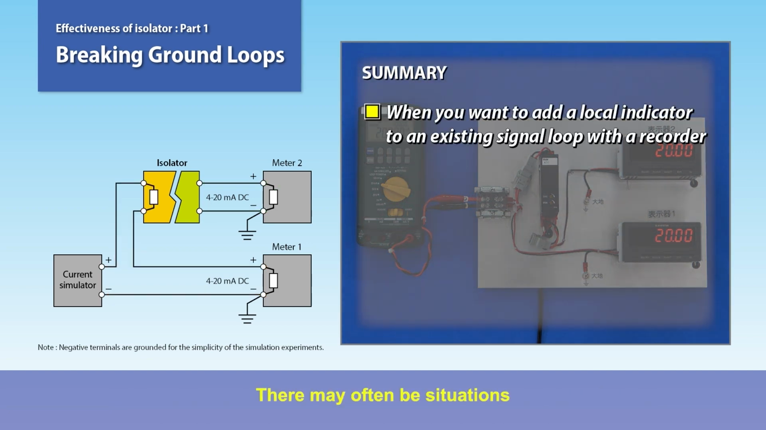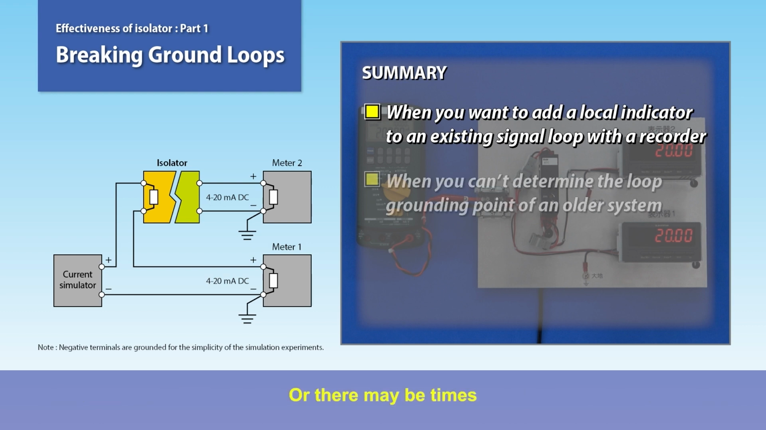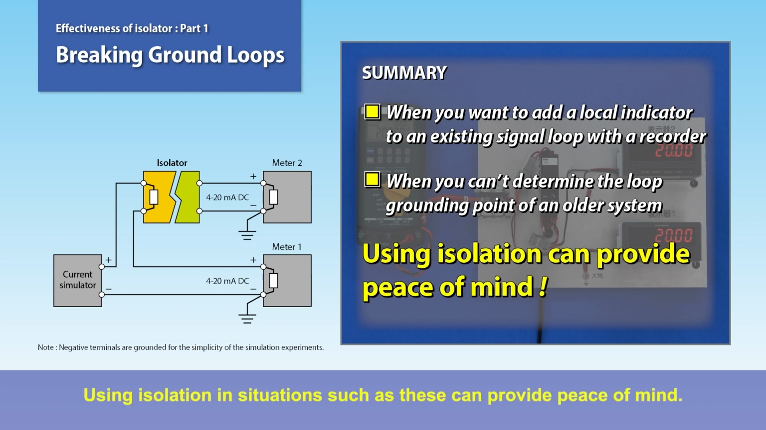There may often be situations when you want to add a local indicator to an existing signal loop with a recorder. Or there may be times when you can't determine the loop grounding point due to it being an older system. Using isolation in situations such as these can provide peace of mind.